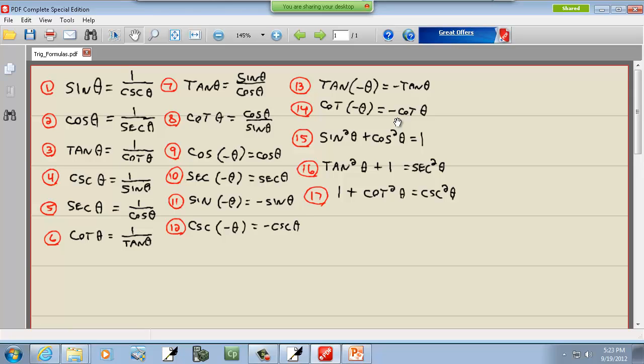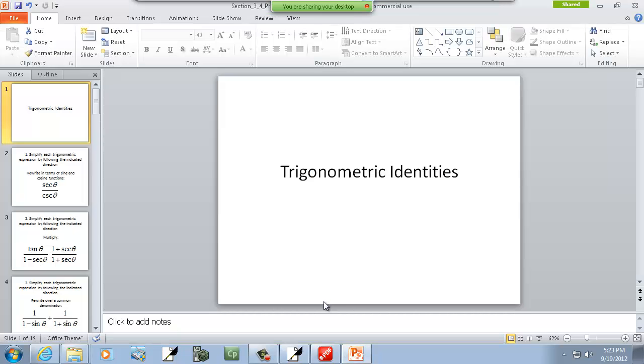Sine squared plus cosine squared is equal to 1. Tangent squared plus 1 is equal to secant squared. And 1 plus cotangent squared is equal to cosecant squared. Now these are the ones we're going to be using throughout this section. So let's take a look at our first problem.